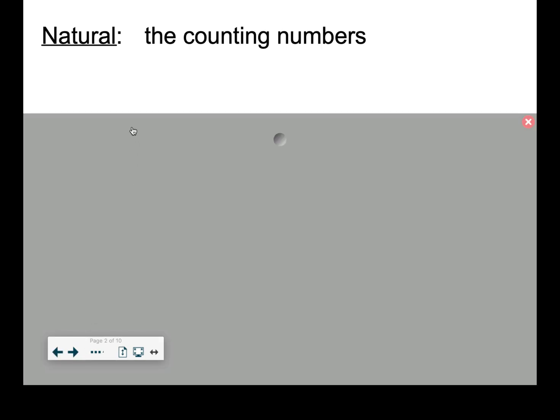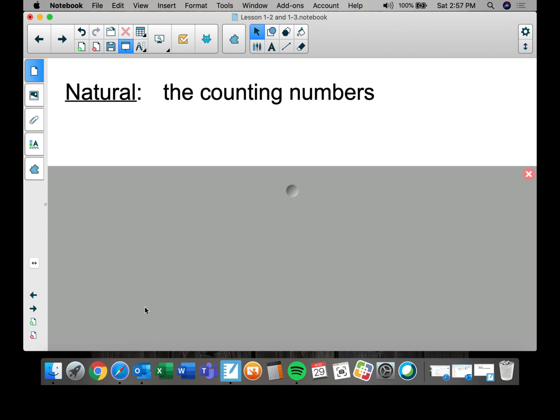So if we take a look, the first set of numbers that we're going to talk about are the natural numbers. And those numbers are, basically those are your counting numbers. If you think about how you would start counting, you don't start counting at 0, you start counting at 1, 2, 3, 4, and so on, all the way forever and ever. It's a never-ending set. But the counting numbers are your 1, 2, 3, 4, 5, and on.